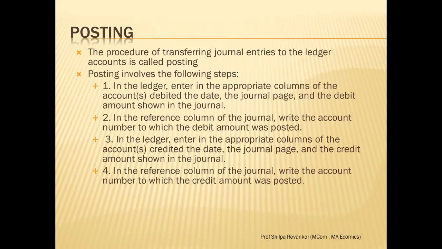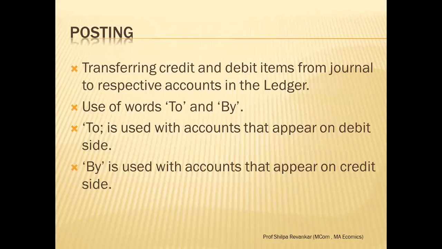There you write the date, you write to if it is debited, by if it is credited, then the amount, then the journal's page number, that is called the journal folio, and thereby the posting is done. Here no narration is done. So we are using the words to and by. To is used with accounts that appear on the debit side. By is used with accounts that appear on the credit side. So the procedure of transferring the items of credit and debit from the journal to the respective accounts in the ledger is called posting.